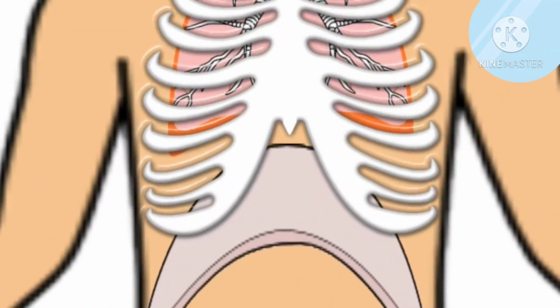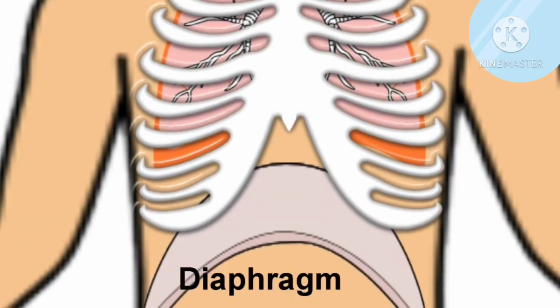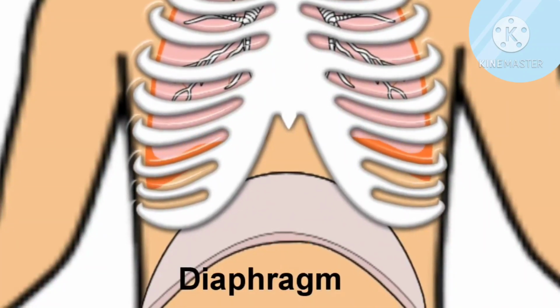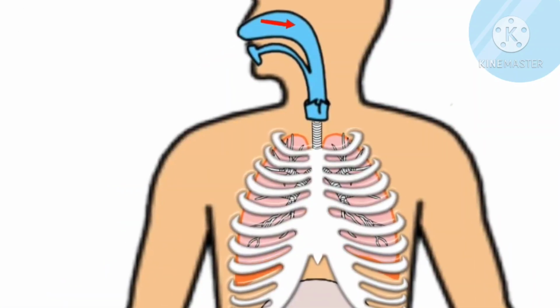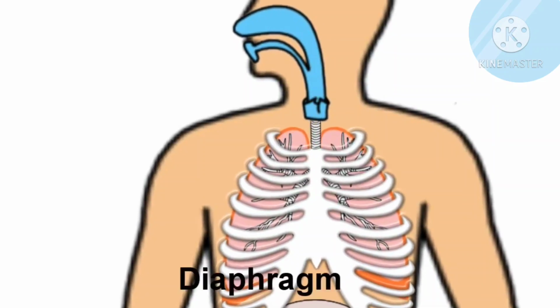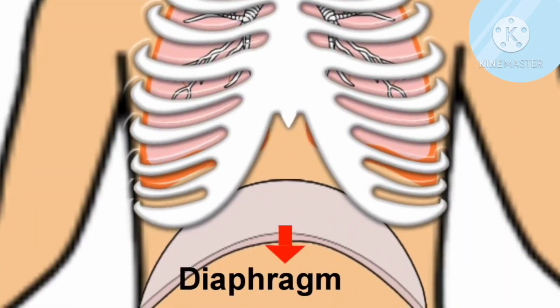A large muscular sheet called diaphragm forms the floor of the chest cavity. The breathing involves the movement of the diaphragm and the rib cage. When the diaphragm goes down, it makes the chest cavity larger.